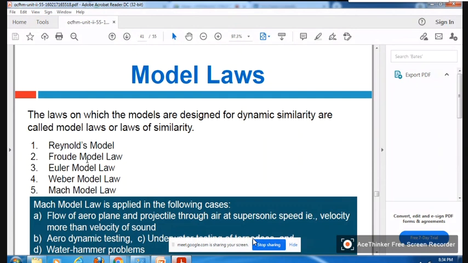Mach number: we know Mach number applies to flow of aeroplanes and projectiles through air at supersonic speed, that is, a velocity more than the velocity of sound.